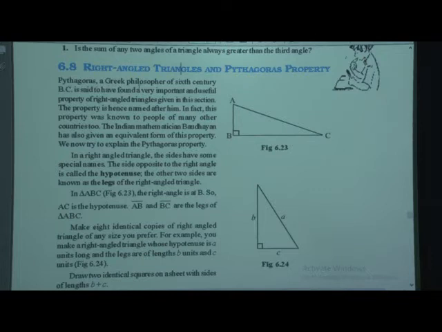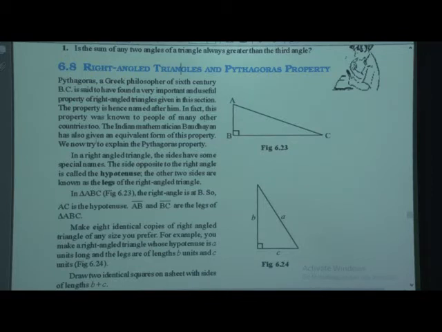Pythagoras, a Greek philosopher of the 6th century BC. Who was that Pythagoras? So you have to know the details of this. He is said to have found a very important and useful property of a right angle triangle given in this section. Here Pythagoras proved it only for the right angle triangle. For any other triangle the Pythagoras theorem is not applicable. So the property is named after him.